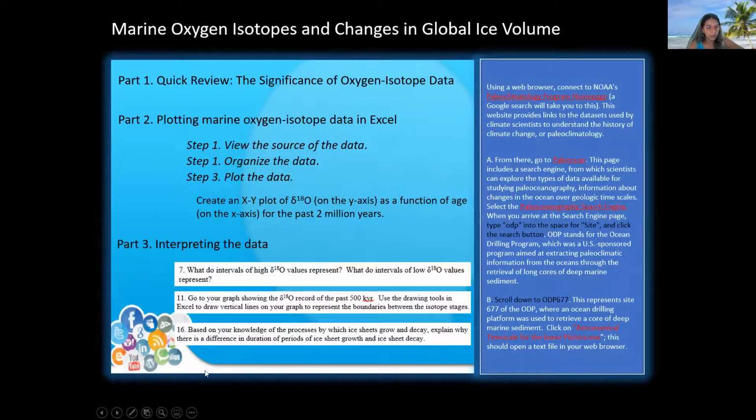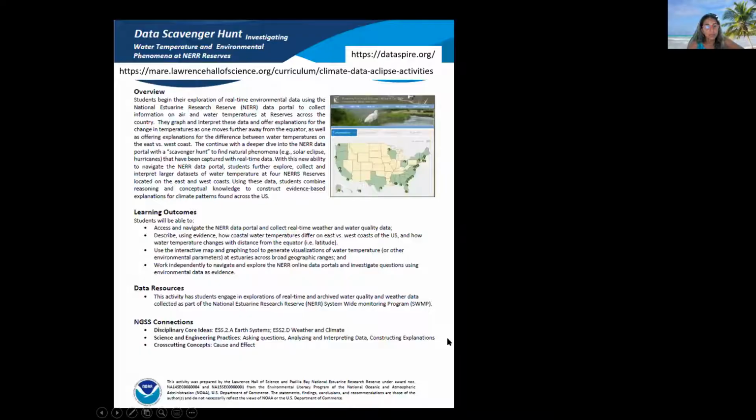There's a series of questions, starting from describing the data all the way to interpreting the data and calculating new information about the ice volume. So this is one example that shows you how the data is the center of this whole learning process.